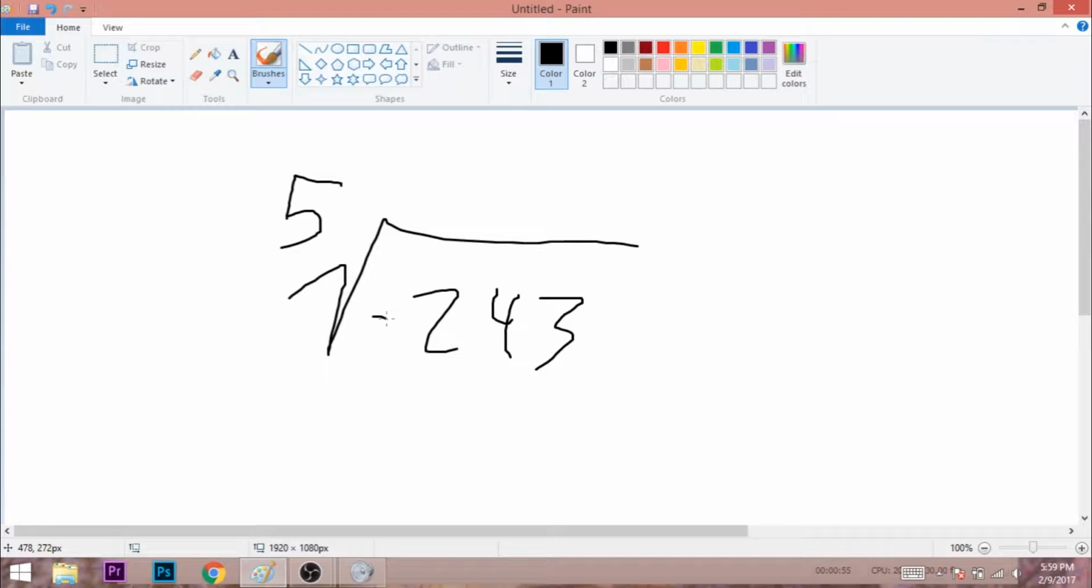Now, what do I see here? The first thing I want to do is find out what to the fifth power is negative 243. I'm going to worry about this negative sign later, right? And that's going to be equal to 3 to the fifth power, right? Negative 3 to the fifth power, actually.